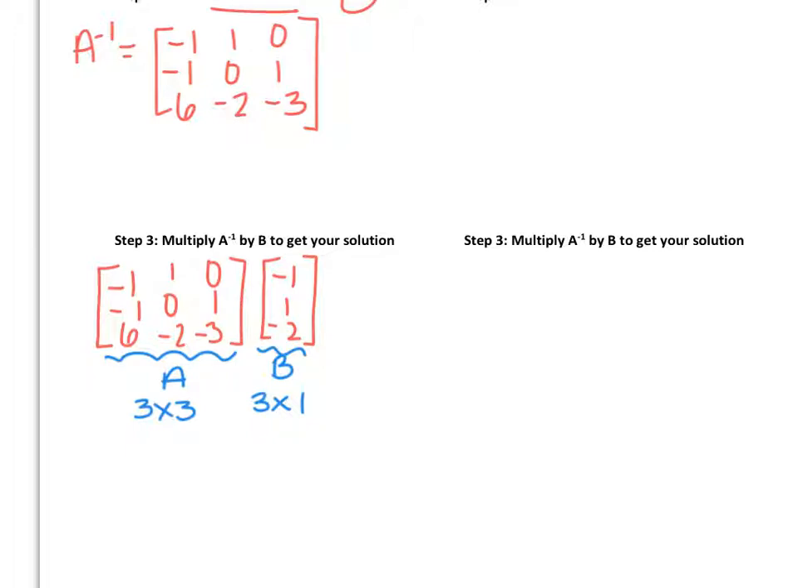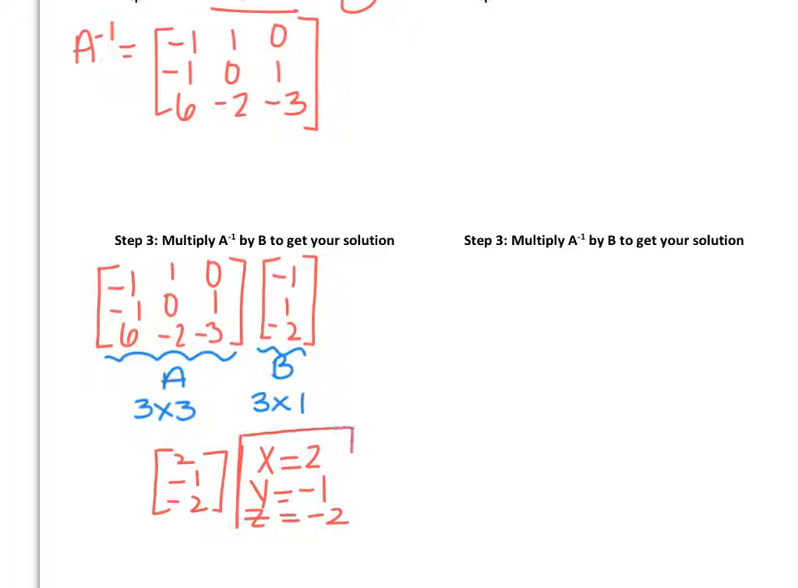Okay, you should have gotten 2, negative 1, negative 2. So that means x is 2, y is negative 1, and z is negative 2. Those are your three answers for x, y, and z.